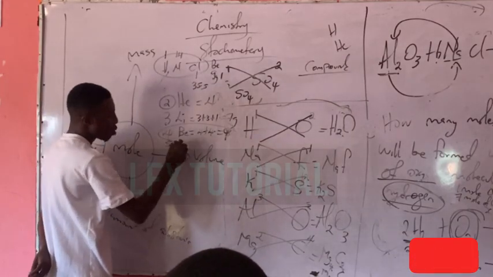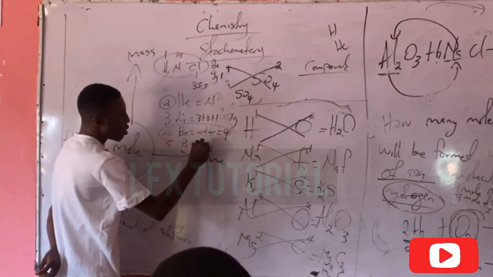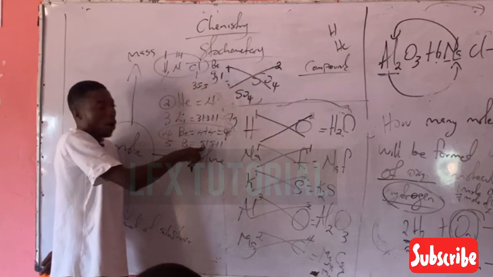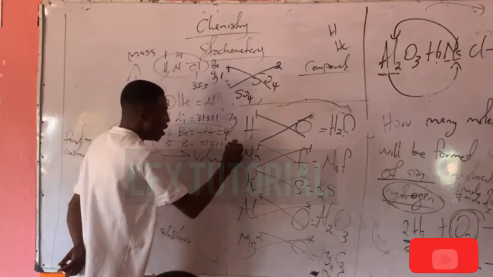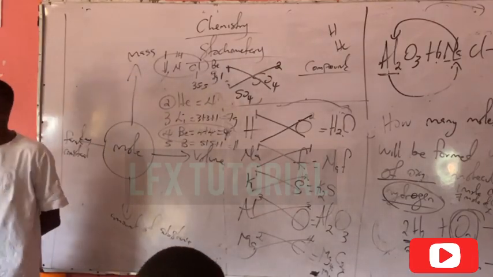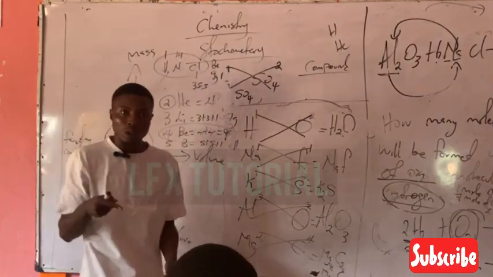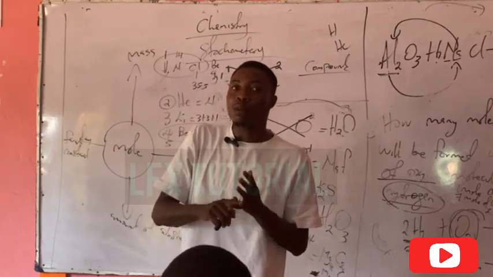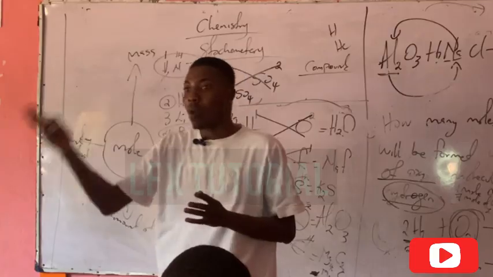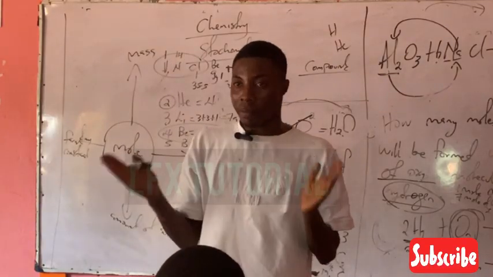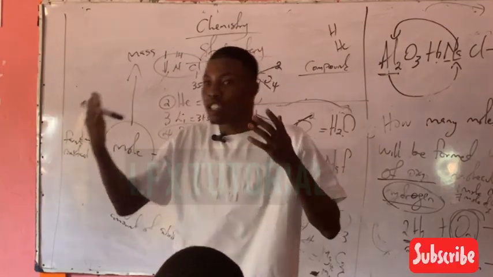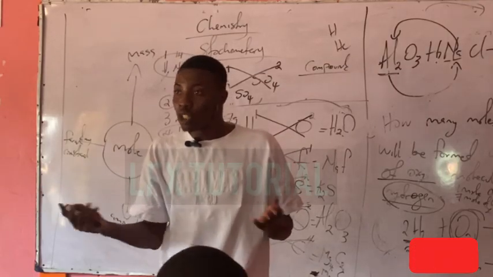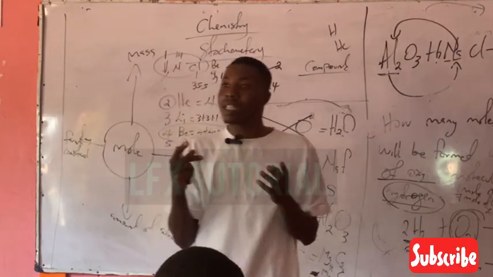So 5 is boron. Boron is 5 plus 5 plus 1, because 5 is an odd number. So this is 11. Elements like sodium, the atomic number is 11, so 11 plus 11 plus 1, which is 23 grams. Elements like oxygen, what is their mass number? 16, which is 8 plus 8, which is 16 grams.